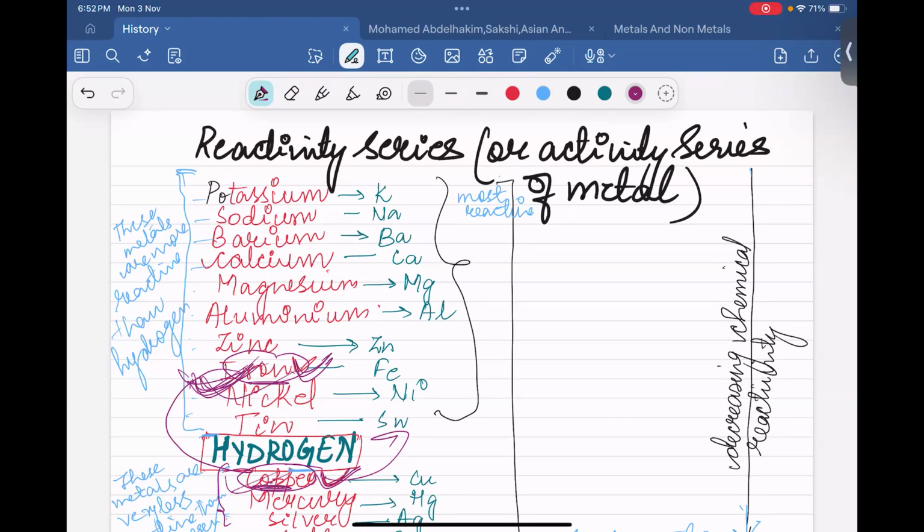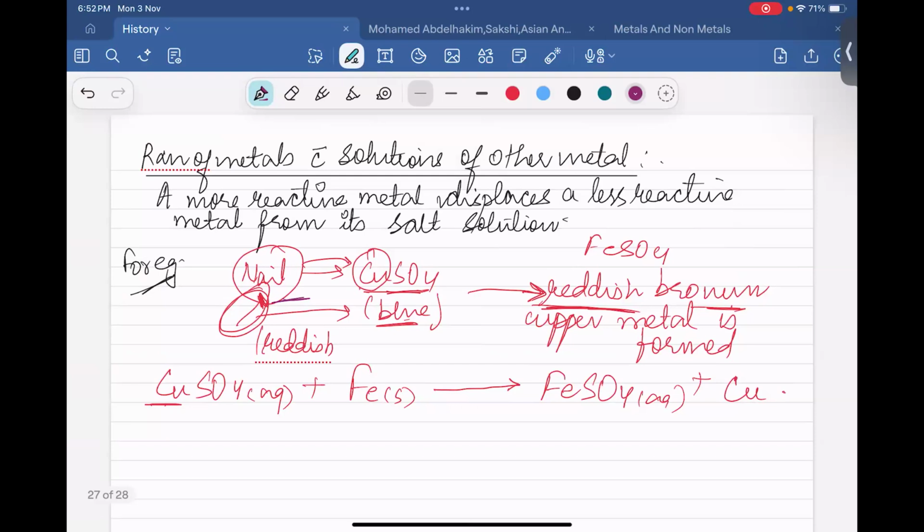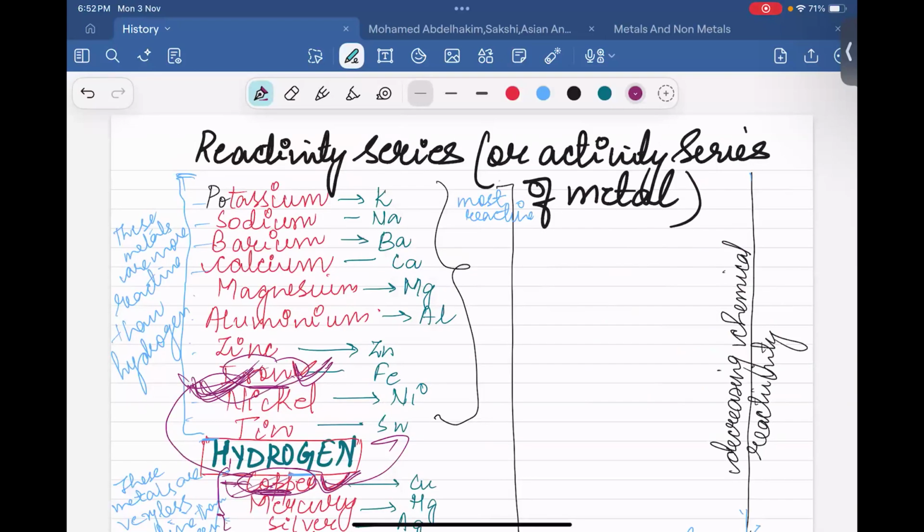That's why this nail's blue color vanished, because copper is less reactive. Copper is coming below hydrogen, and iron is coming above hydrogen, which means iron is more reactive. Copper is less reactive because reactivity decreases down the group.